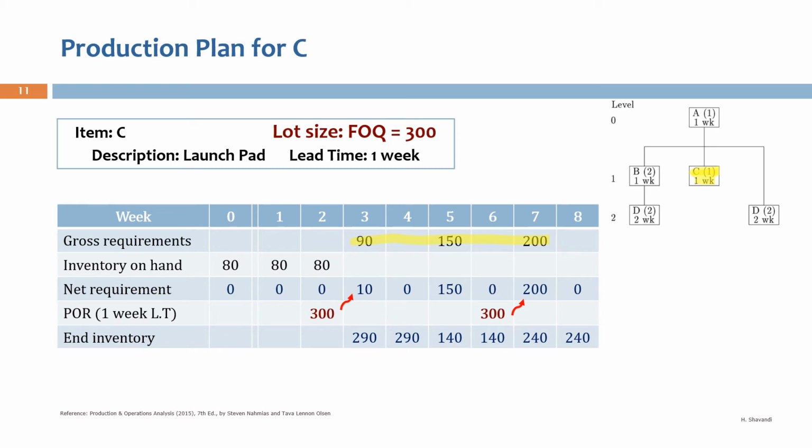And we're supposed to have 80 items as our on-hand inventory at the beginning of the planning horizon. So we have 80 items at week 0, so we'll have 80 in weeks 1 and 2 as well. At week 3 we need 90. We have 80 in inventory, so we will need 10 more to satisfy our demand. So this is how we calculate the net requirement here by considering the inventory on hand. So in our net requirements, we need 10 items of C at week 3.